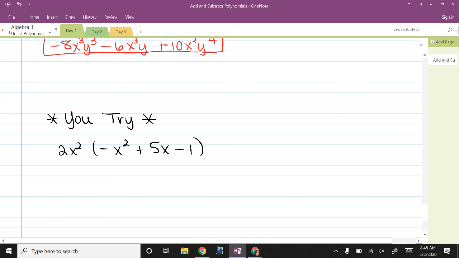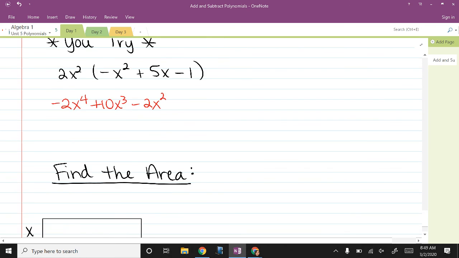Y'all got it done? What's 2 times negative 1? Negative 2. What's x squared times x squared? Good. Then you go to the middle term. What's 2 times x? 2 times 5? 10. And what's x squared times x? And then 2 times negative 1. And you keep x squared. Raise your hand if you got that when you multiplied. Are there any questions?